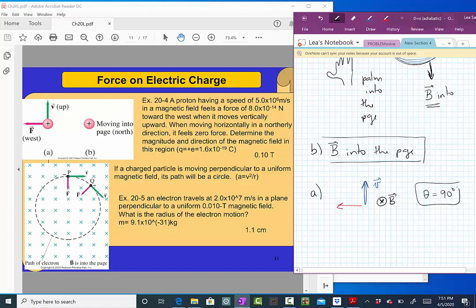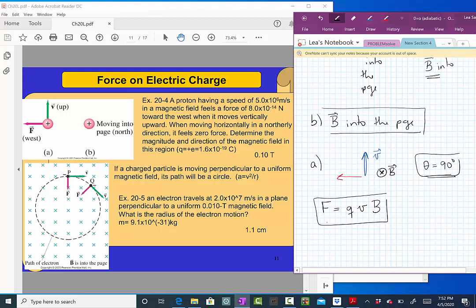After all that, now I can compute the magnitude of the magnetic field. How do I do that? We use this equation. The force is equal to Q V B, and sine of theta we don't need to put because sine of 90 degrees is 1. So I can use this one now to get the magnitude.